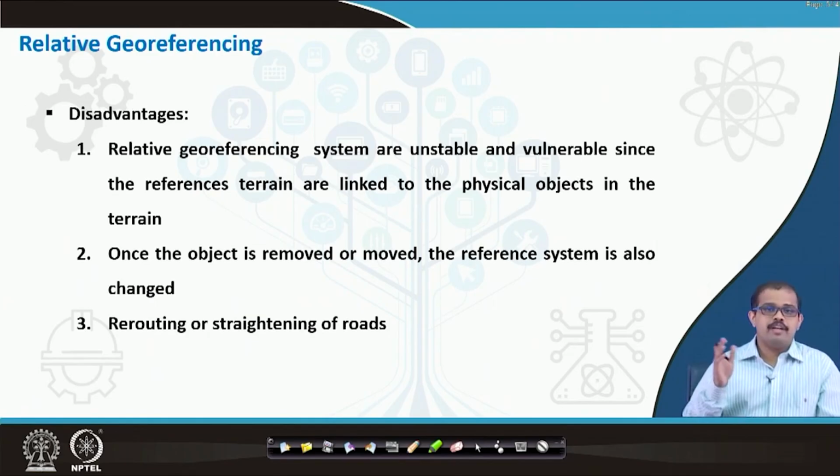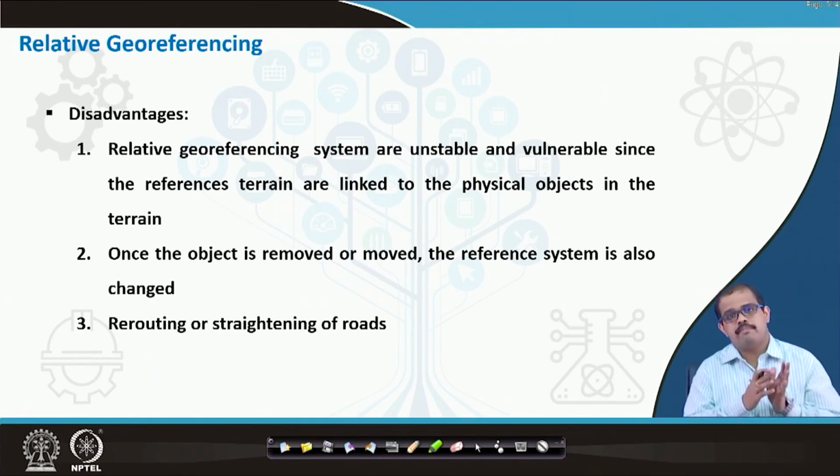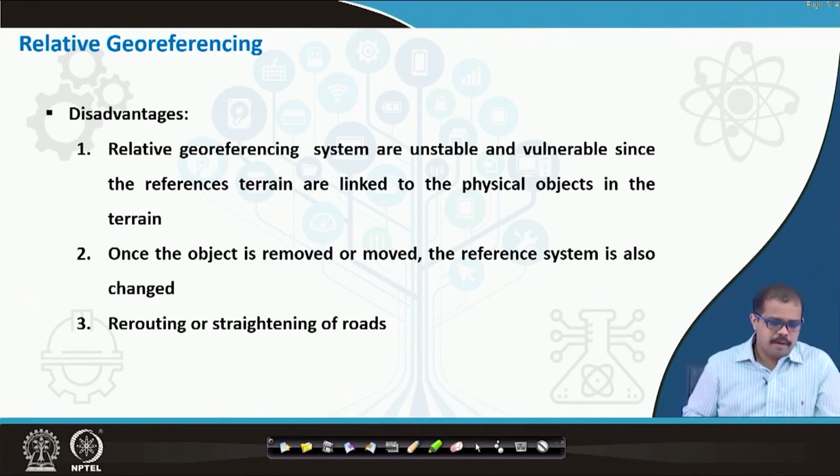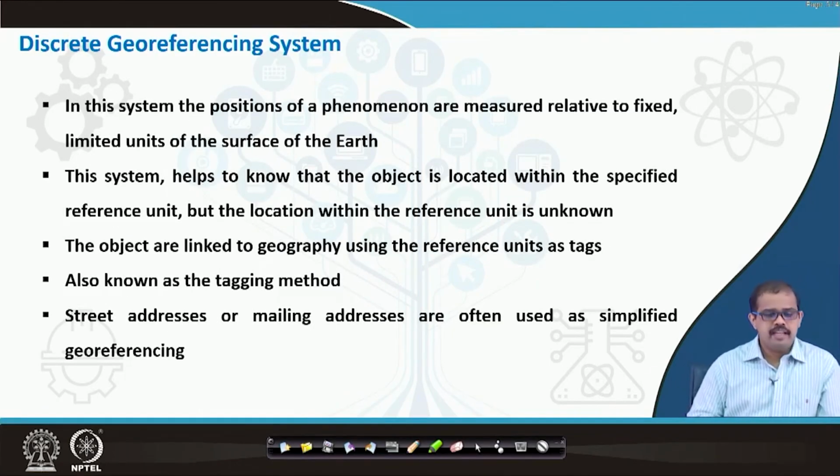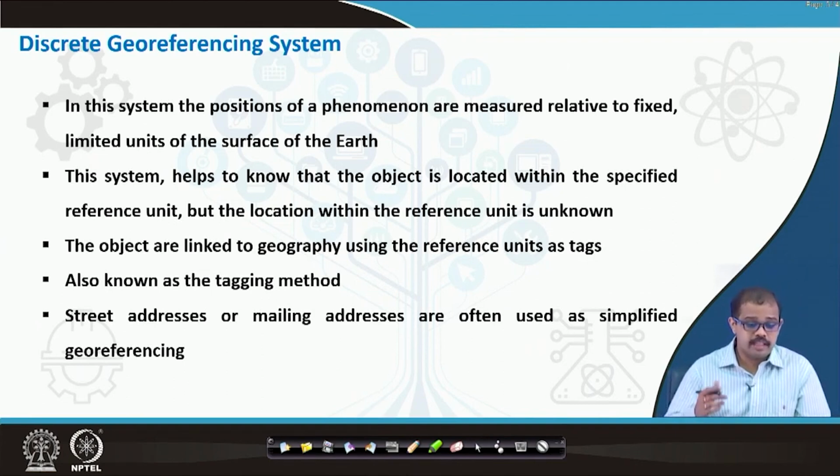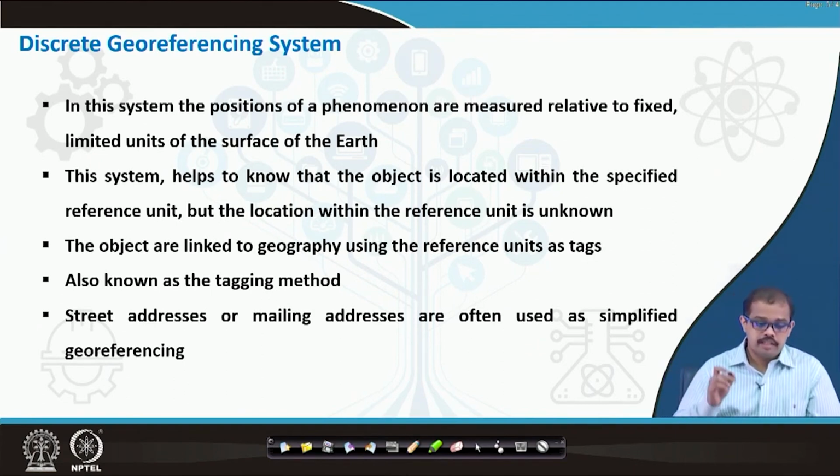Then rerouting or straightening of roads, if certain things happen like that, then the way you have georeferenced your old map may not fit into the new map. So then, the discrete georeferencing system. In this system, the positions of phenomena are measured relative to fixed, limited units of the surface of the earth. Please be careful in this. You are relatively measuring limited units of the surface of the earth.